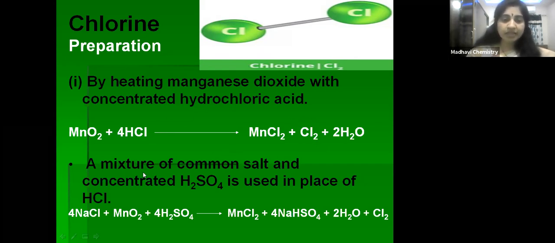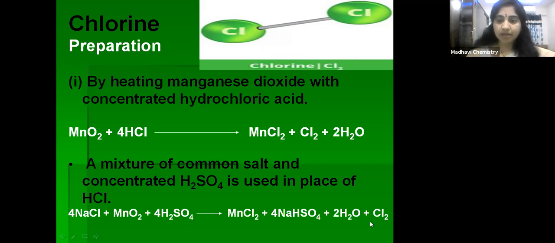Okay, now coming to the second method. You see children here, in place of concentrated hydrogen chloride, we can take common salt, that is sodium chloride, and concentrated H2SO4. Sodium chloride and concentrated H2SO4 give hydrochloric acid. So in place of HCl, we can take common salt and concentrated sulfuric acid. Same reaction, write down along with manganese dioxide, in place of HCl we write sodium chloride and sulfuric acid.